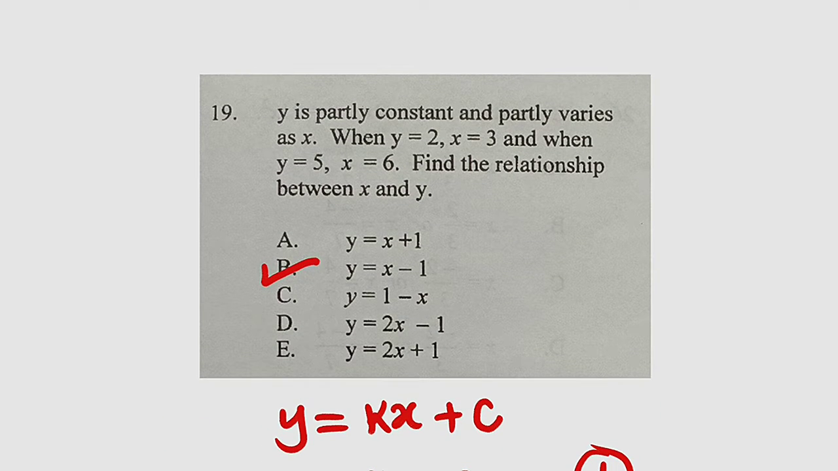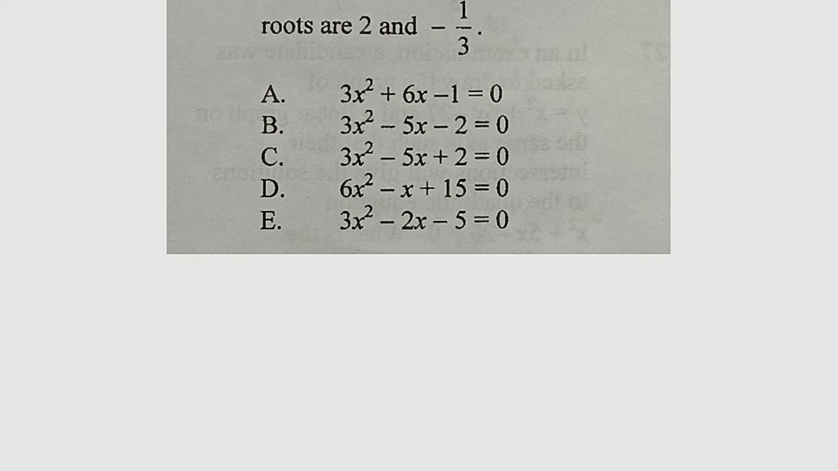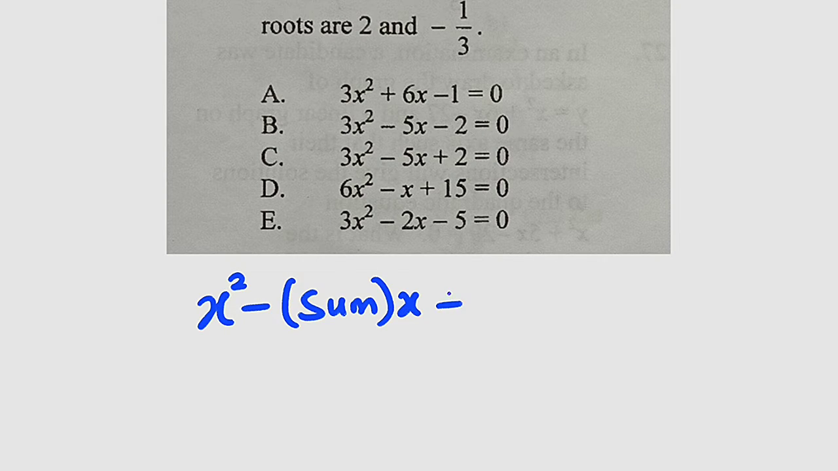Now let us move on to question number 20. Alright, here is question number 20. We are asked to find a quadratic equation whose roots are 2 and negative 1 over 3. So whenever you are given roots of a quadratic equation and you're asked to form the equation, just use the formula x squared minus the sum of the roots. You add them together, you multiply by x, then you add their product, the multiplication, and you set everything to be equal to 0.